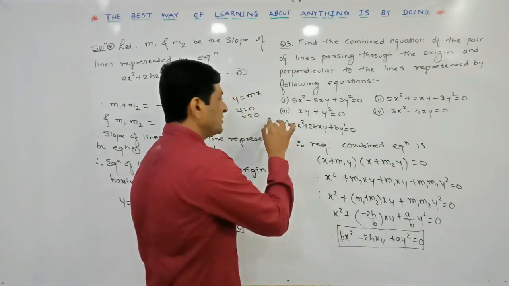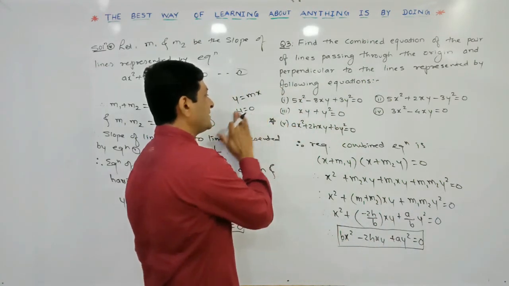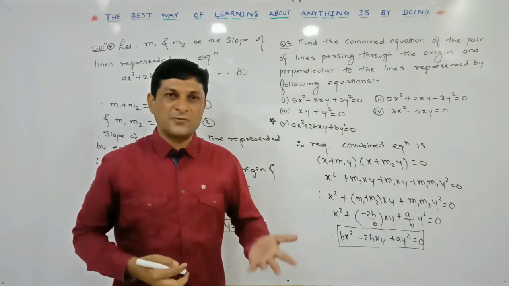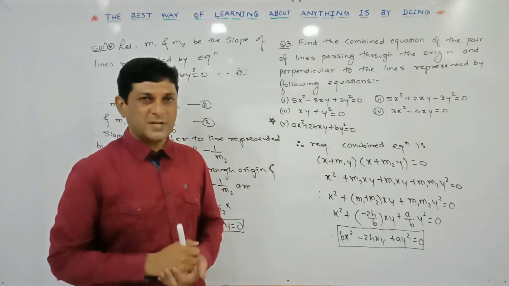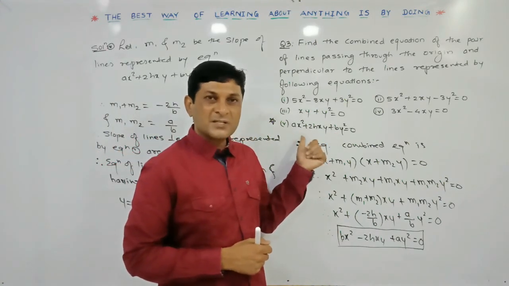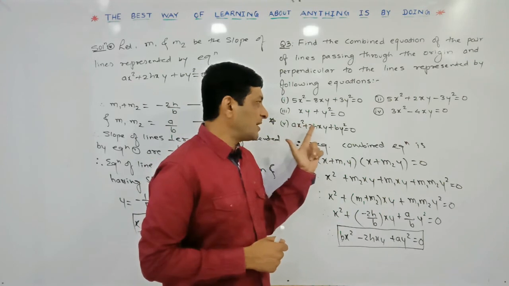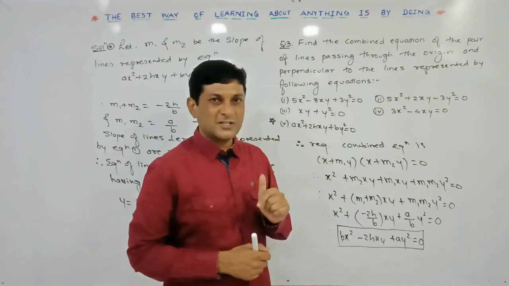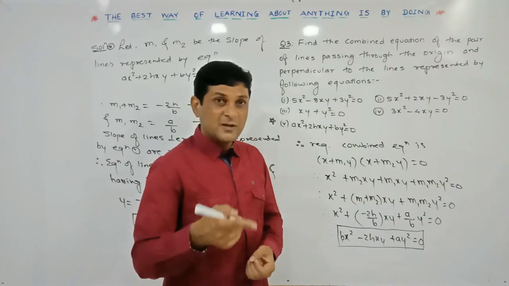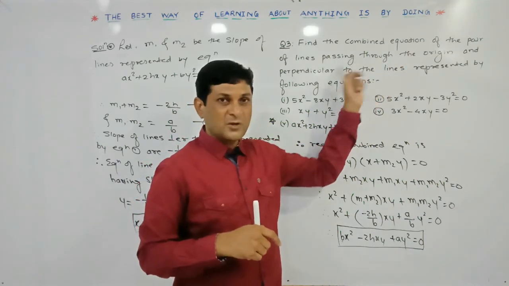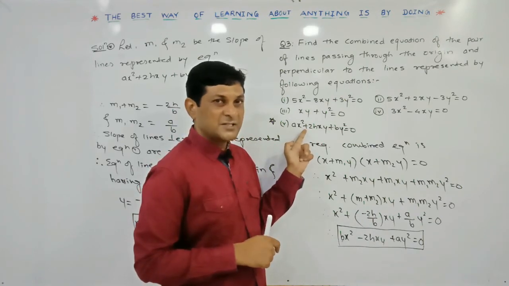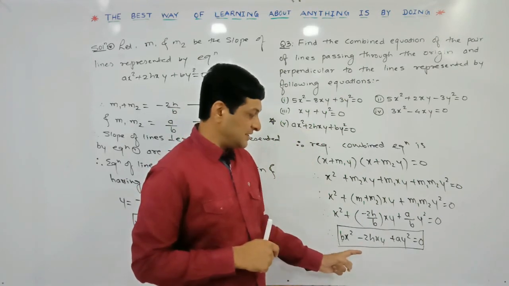So here give a star so that you are able to apply this result as a shortcut formula while solving objective type questions. Whenever any homogeneous equation is given to us, what is the standard homogeneous equation? ax square plus 2hxy plus by square is equal to 0. Now to find out the joint equation or combined equation of the pair of lines passing through the origin and perpendicular to the lines represented by this equation, it is this equation.